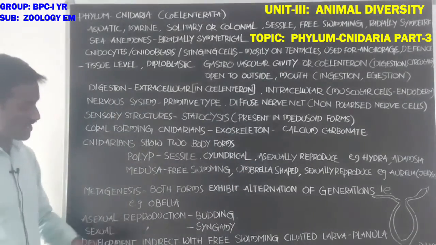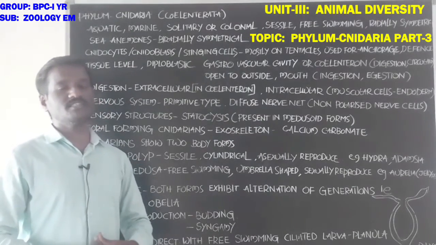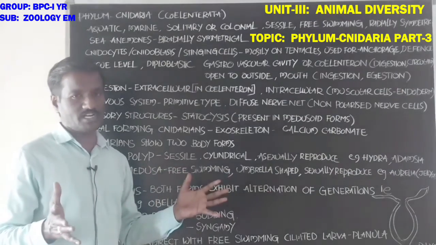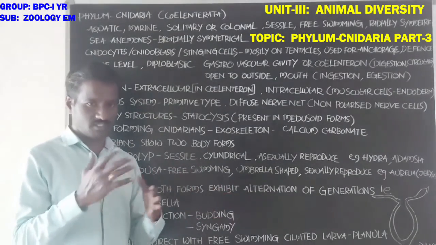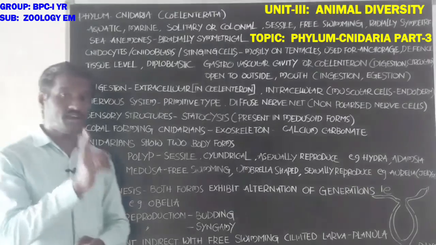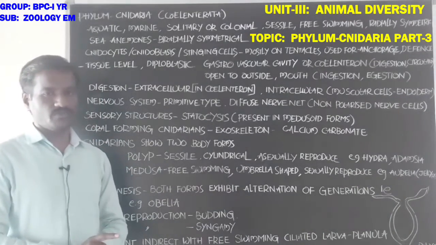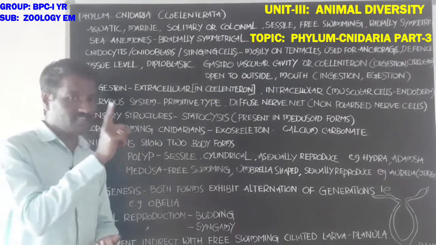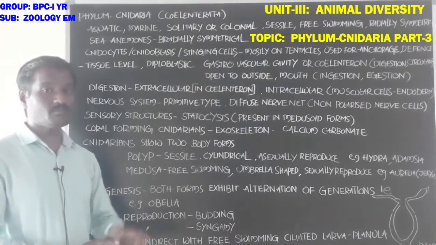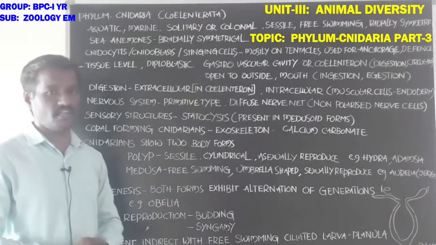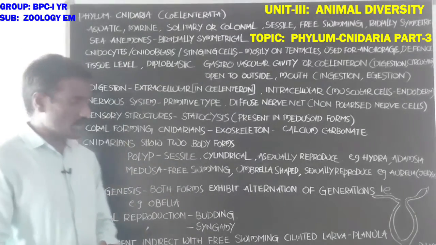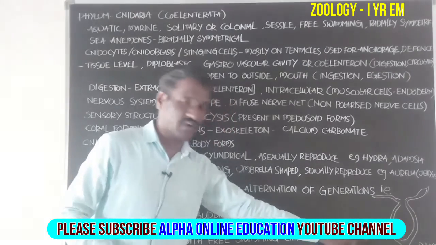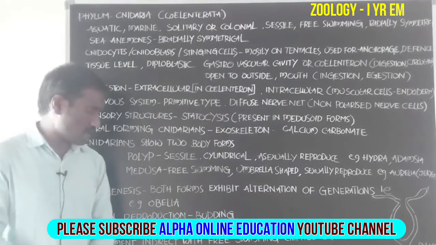Next, sexual reproduction is by syngamy. Syngamy involves production of gametes, which fuse and form the zygote. Development is indirect, so a larva is present. A free swimming ciliated larva is present in the development of cnidarians, that is planula.